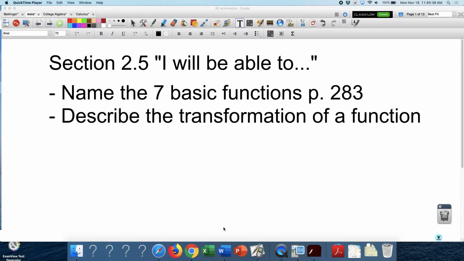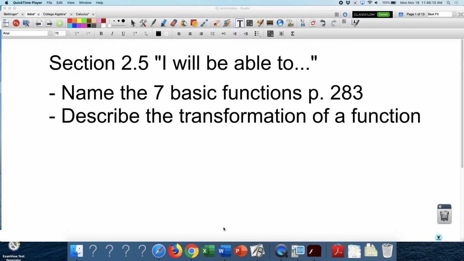You will be able to name the 7 basic functions. That's what your quiz is on tomorrow. So if you'll turn to page 283, we're going to talk about the 7 basic functions. There will be pictures that look just like this. So it's not intended to be difficult. You probably know all of them, but maybe 2. So I'm going to make sure that you understand those. And then you're going to describe transformations.